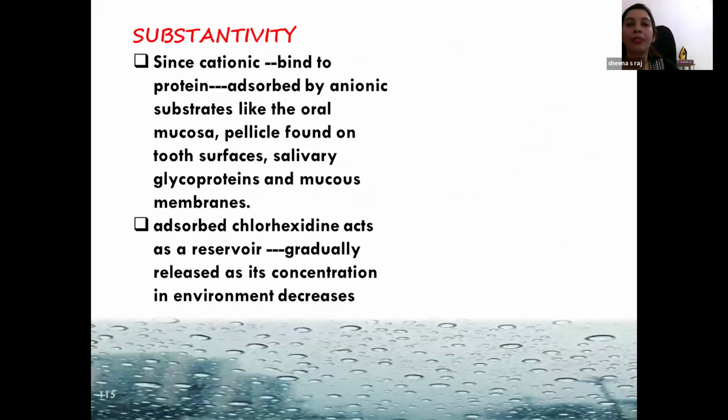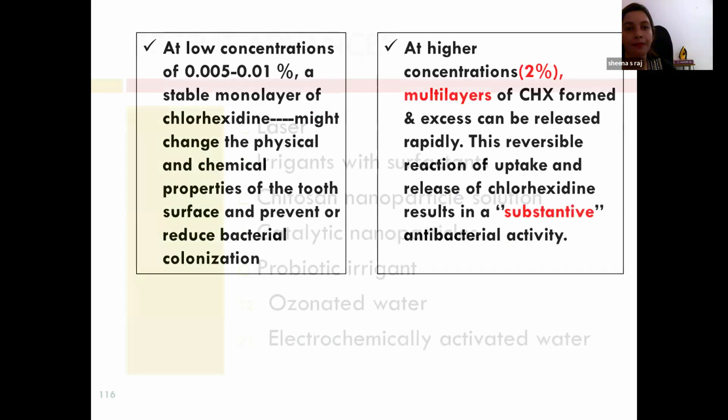Another important property is substantivity. What happens is the chlorhexidine attaches to a particular surface, and there is a slow release of chlorhexidine over a period. That is a very important property of chlorhexidine.